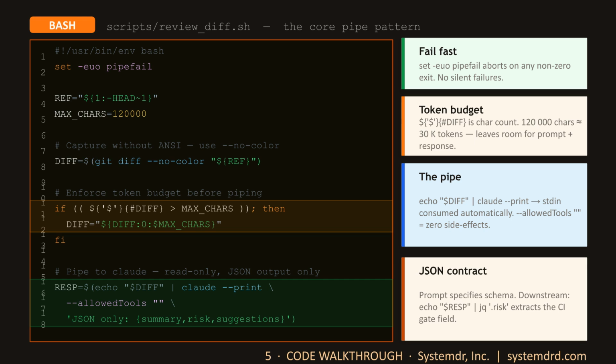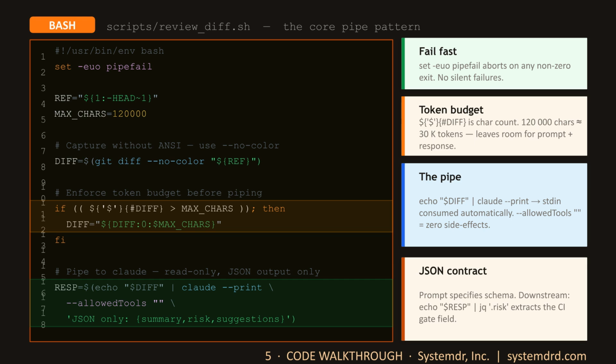Lines 16 to 18, the green highlighted section. This is the pipe itself. echo "$diff" pipes the diff to claude --print. --allowedTools with an empty string removes all tool access. The prompt specifies the JSON schema. This is the contract. Whatever schema you put in the prompt is what you parse downstream with jq.